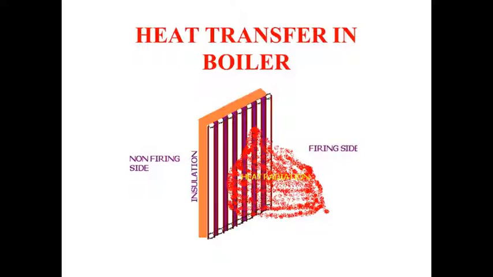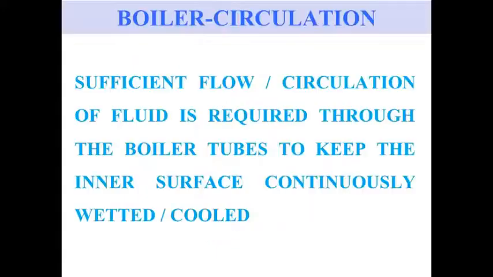From the construction point of view, to maximize the heat transfer in the boiler, we utilize insulation at the non-firing side of the furnace so that heat is not getting radiated out of the furnace, and maximum heat is absorbed by water wall tubes as well as other heat traps placed at the top of the boiler.